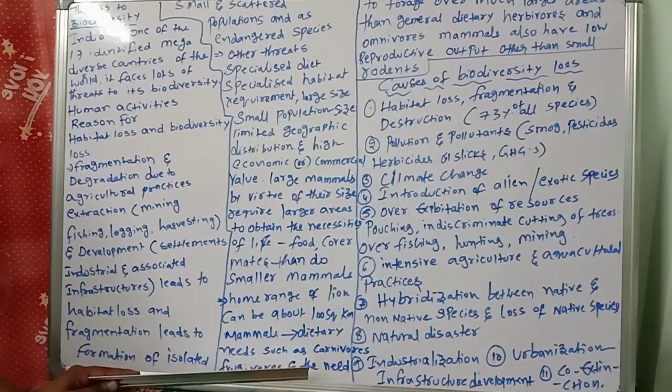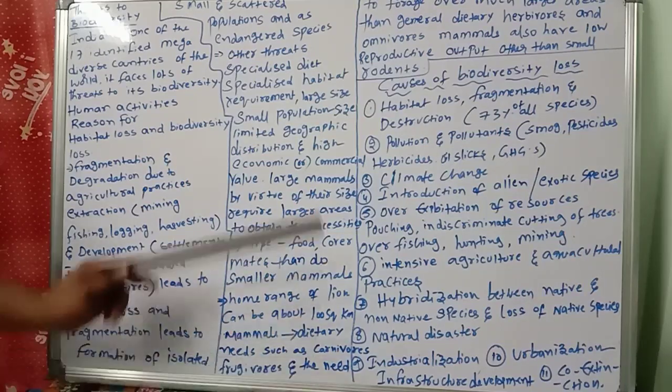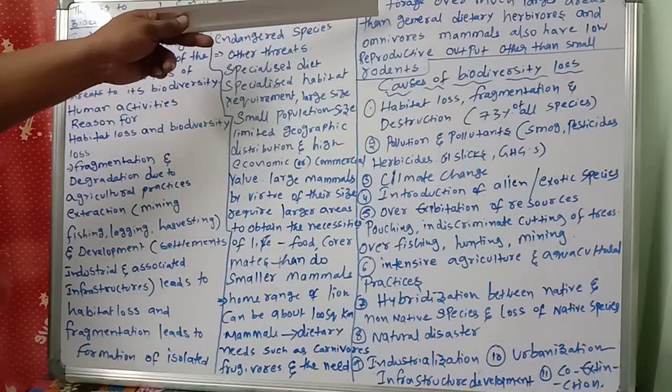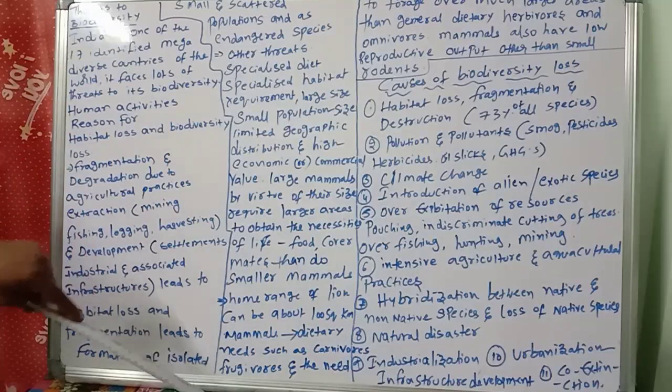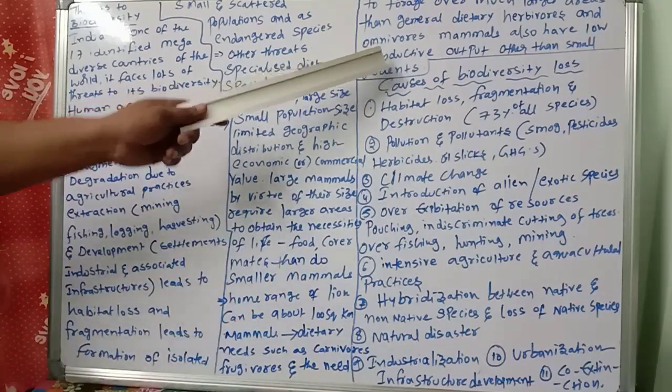Mammals have specialized dietary needs, such as frugivores. They need to forage over much larger areas than general dietary herbivores and omnivores. So you can imagine all these things are very important, and they damage our biodiversity. Mammals also have low reproductive output, other than the small rodents.